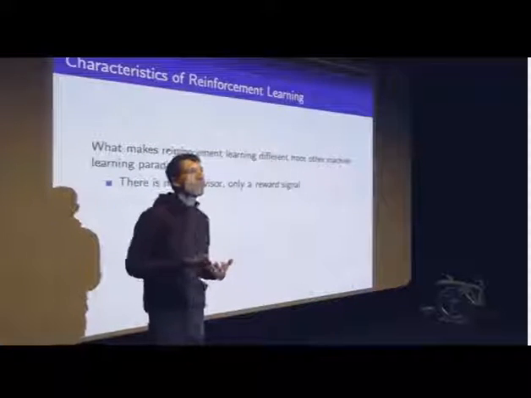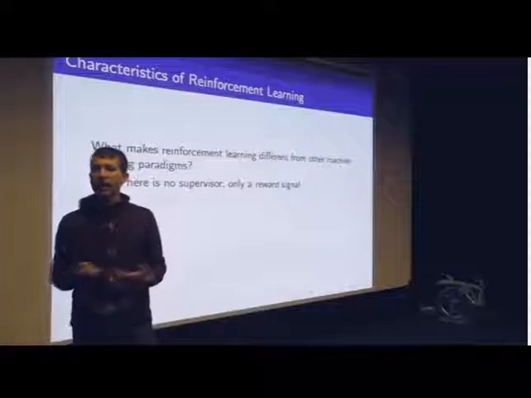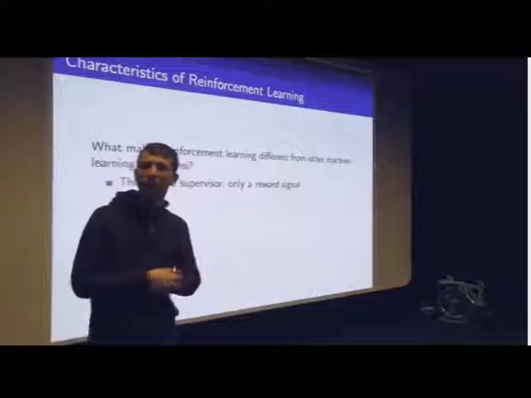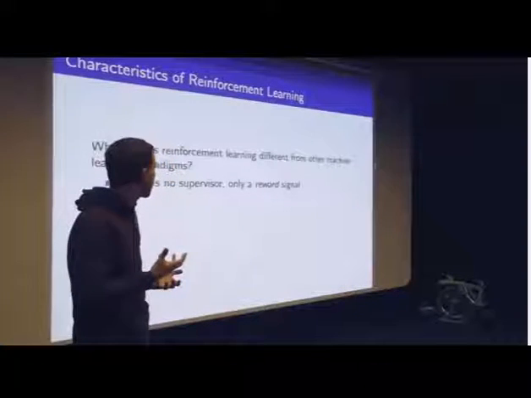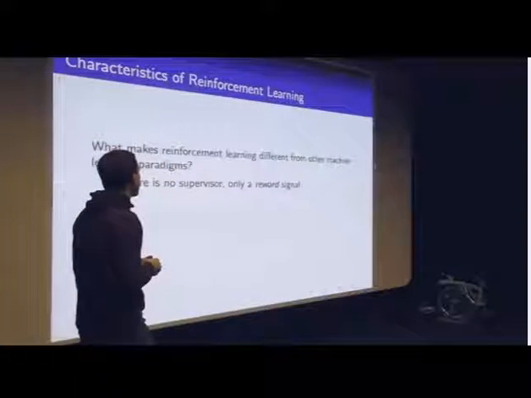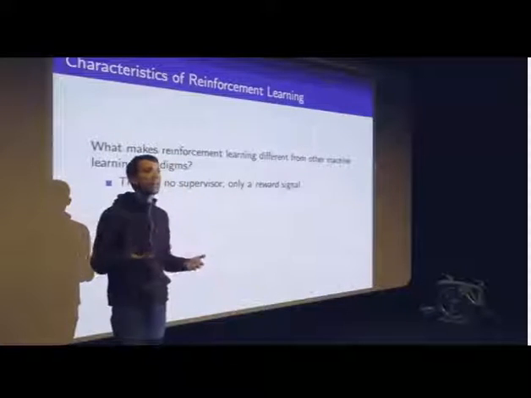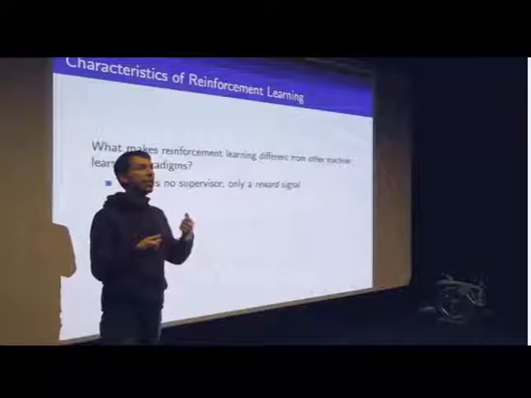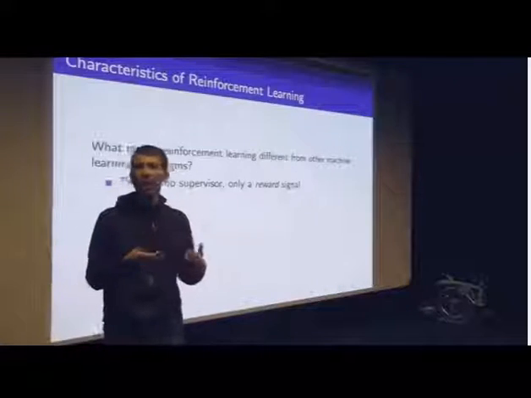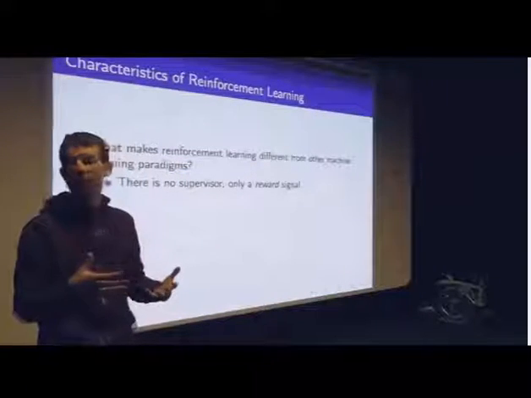There are a few things which differentiate reinforcement learning from supervised learning and from unsupervised learning as well. So let's see if we can understand those distinctions. The first one is maybe the most obvious: there's no supervisor. When we do reinforcement learning, no one tells us the right action to take. Instead, it's a trial and error paradigm.